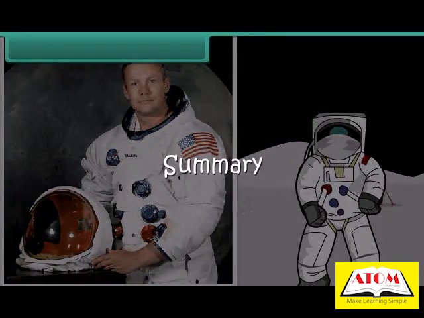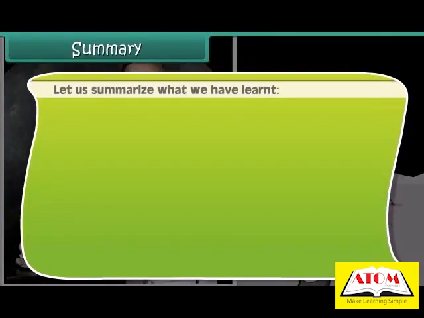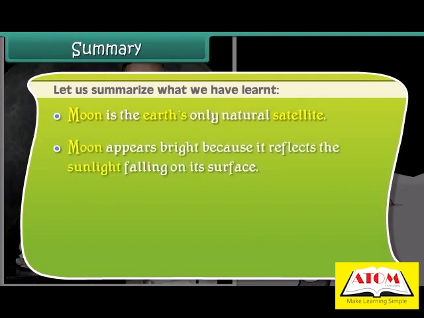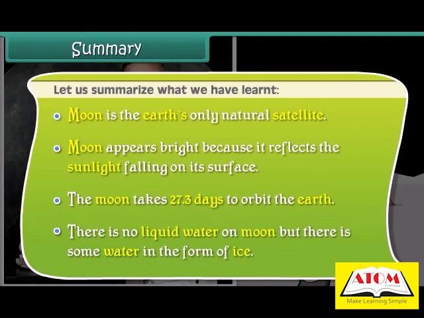Summary. Let us summarize what we have learned. The moon is the Earth's only natural satellite. The moon appears bright because it reflects the sunlight falling on its surface. The moon takes 27.3 days to orbit the Earth. There is no liquid water on the moon, but there is some water in the form of ice.